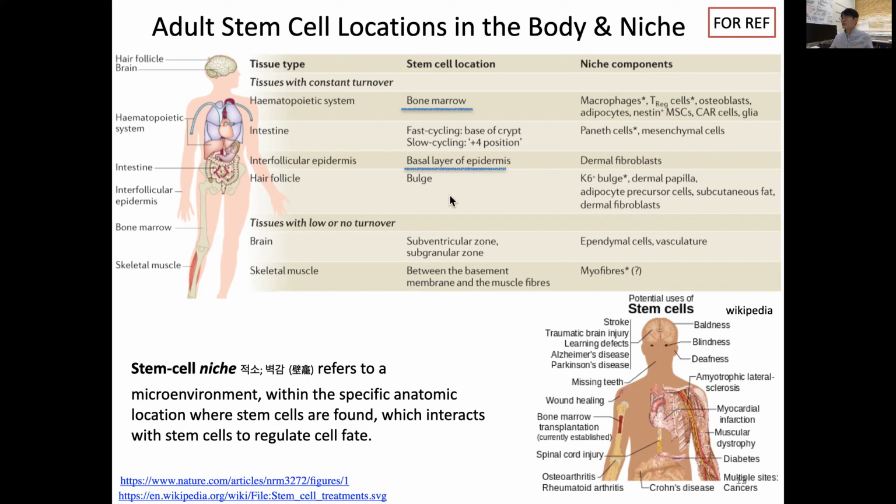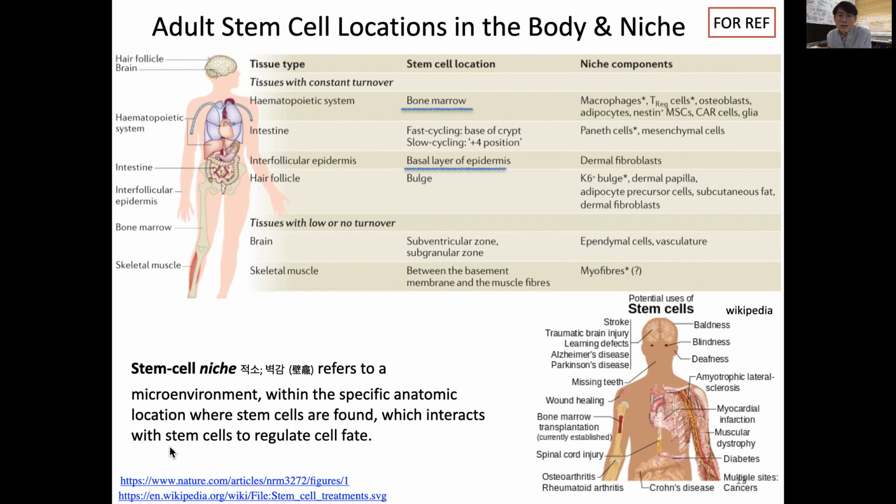So there's a good review. This is a reference, a little advanced, but I think it's important to understand the adult stem cell locations in our body, and that's termed the stem cell niche. Okay, so niche refers to a microenvironment within a specific anatomic location where stem cells are found, which interacts with stem cells to regulate cell fate.